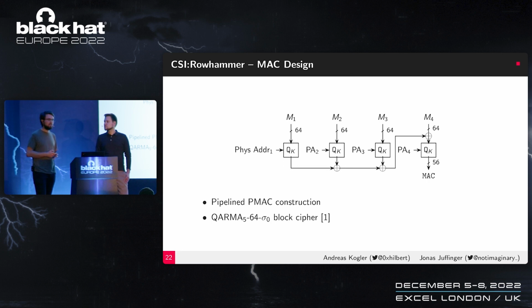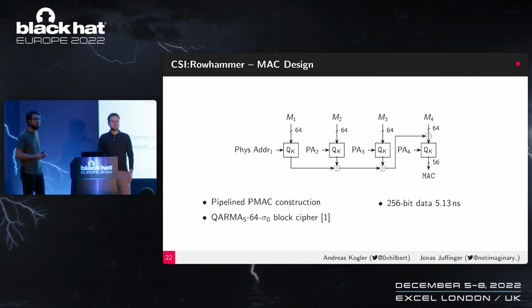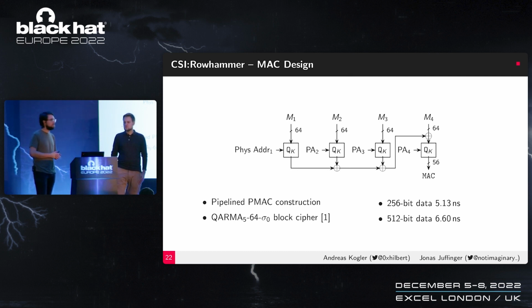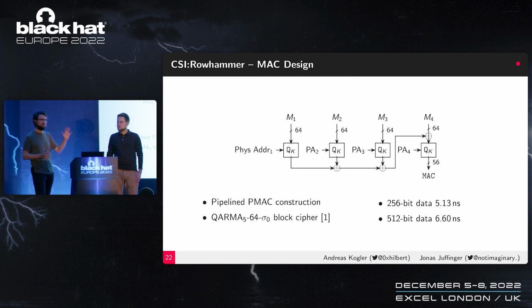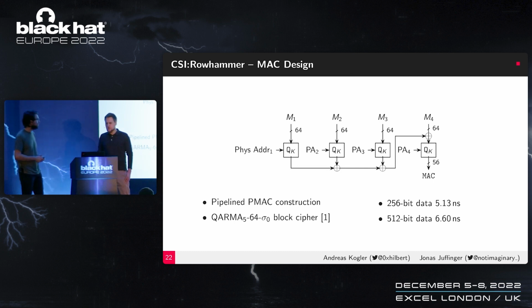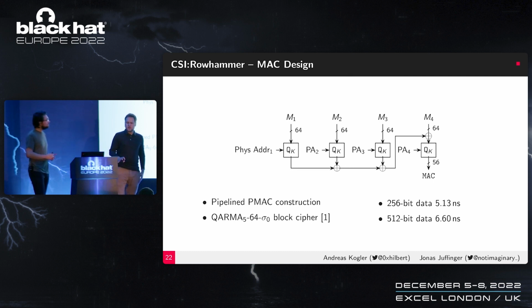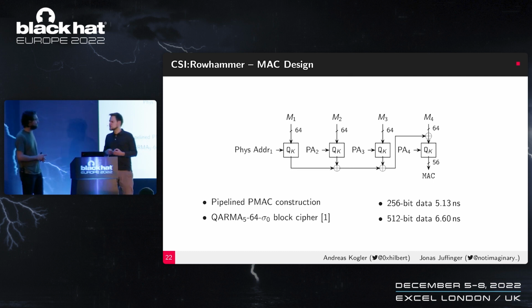And it's really low latency, so we can compute the MAC of 256-bit data in only 5.13 nanoseconds. And if we have a bigger data word, 512 bits, we can compute the MAC in 6.6 nanoseconds. Compared to the average 100 nanoseconds a DRAM access takes, that's just a small additional overhead. Okay, I'm getting more convinced, but how does this correction in a software sense actually work?